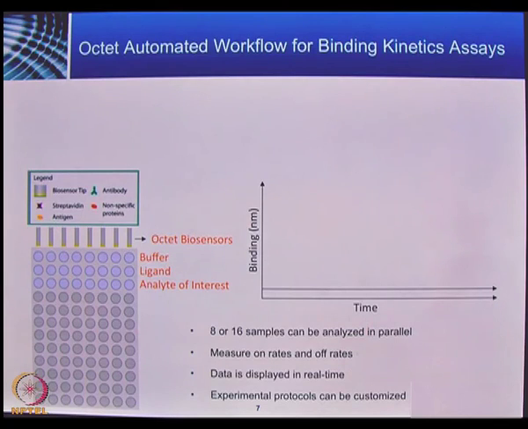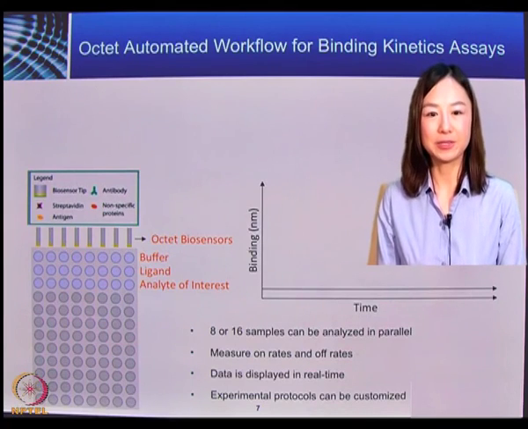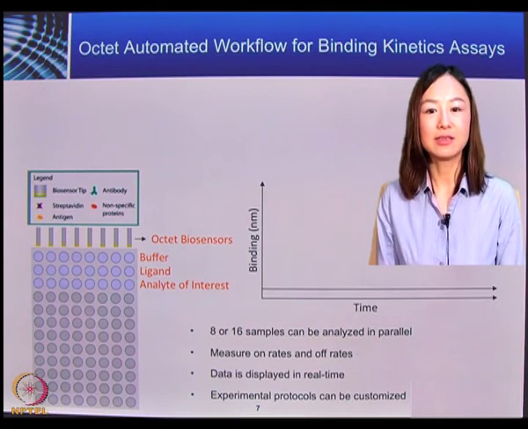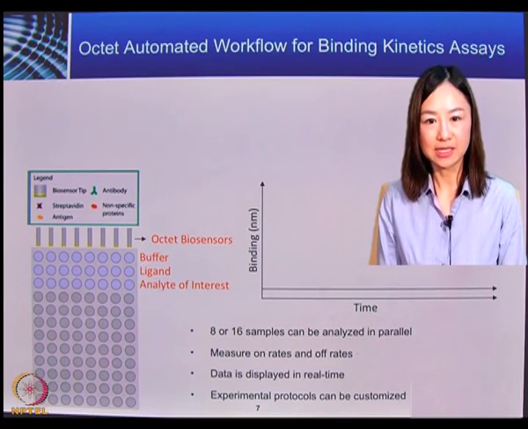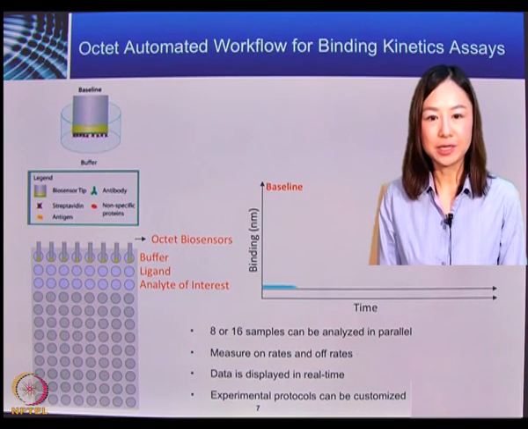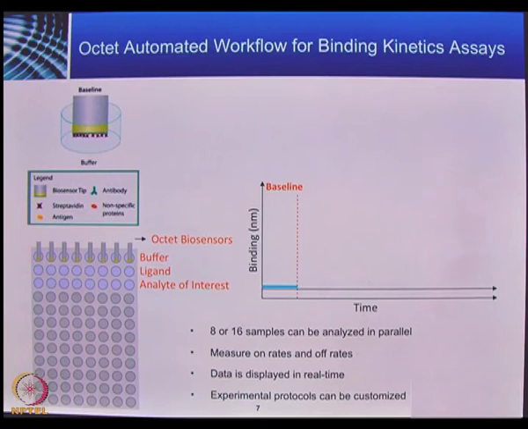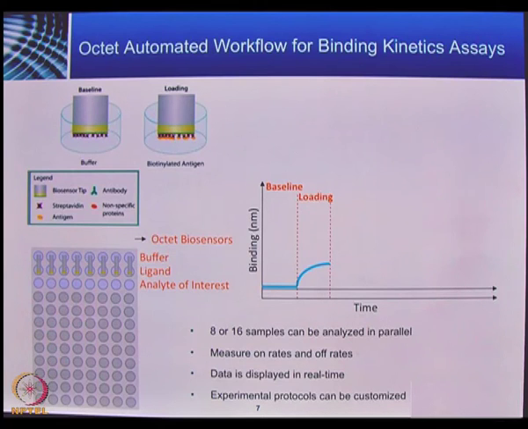When we're doing a kinetic experiment, we firstly need to coat the biosensor with a ligand. In this experiment, we're using biosensors with streptavidin immobilized on them. So the ligand has already been biotinylated, and we'll first put the biosensor into the buffer to remove the protective agent from the biosensor. After that, the biosensor is moved into the wells that contain the ligand. The biotinylated ligand will bind to the streptavidin and generate a loading curve, as we can see here.